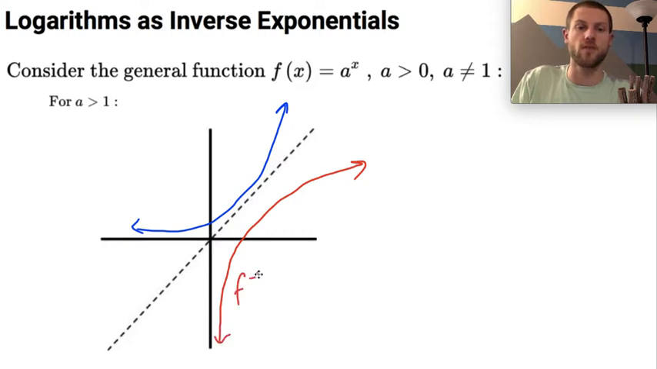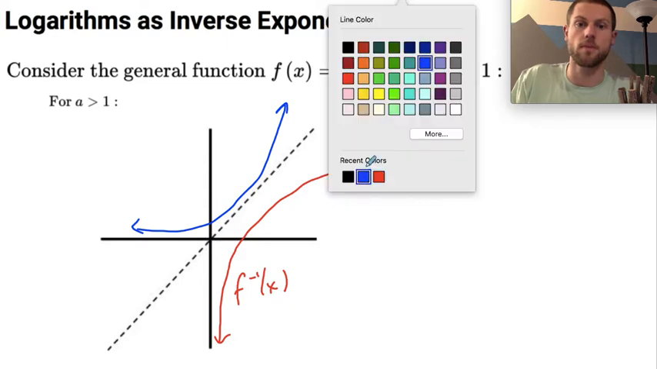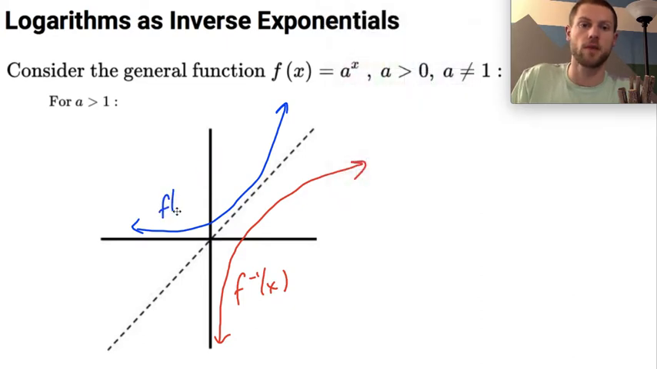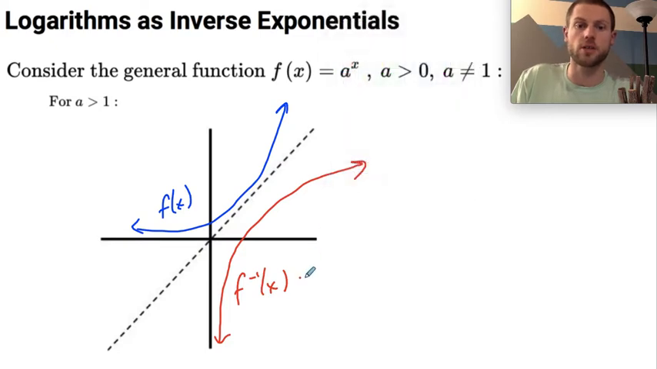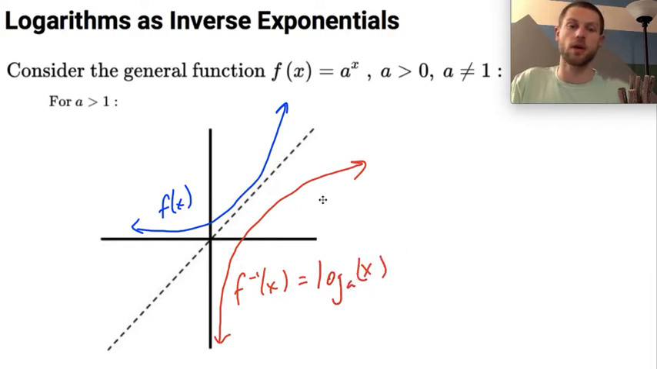So this is my f inverse of x, my log graph, and this would be f of x. And I can actually take my f inverse of x a little bit further, and I can state what the inverse is of this. This would be log base a of x. And it should look something like this. Once again, it's not perfect, but we can see that there's a little bit of a reflection going on.